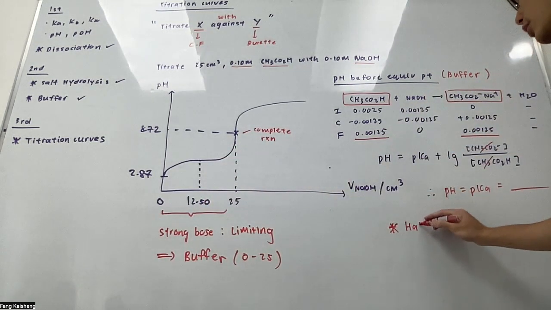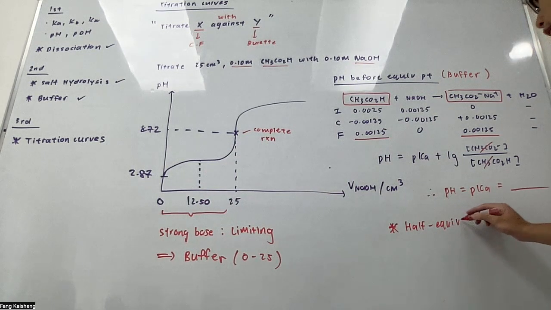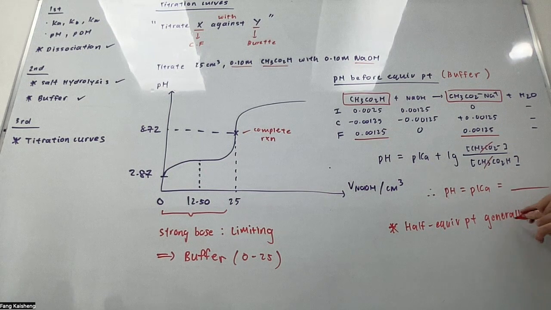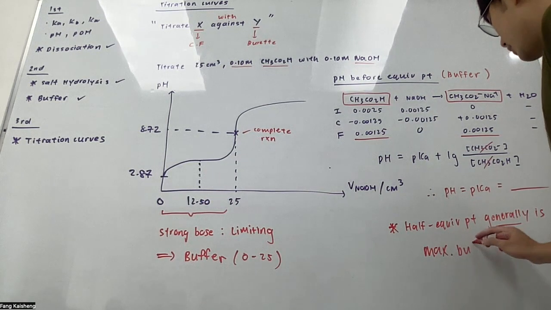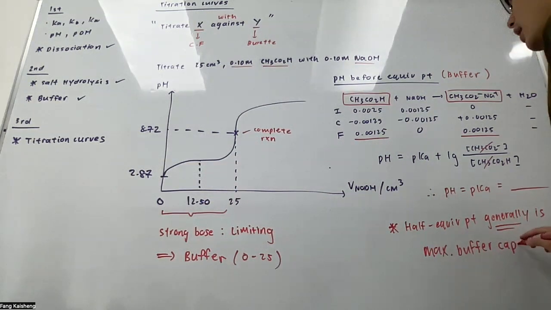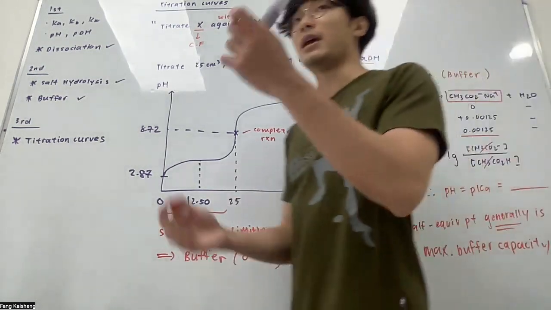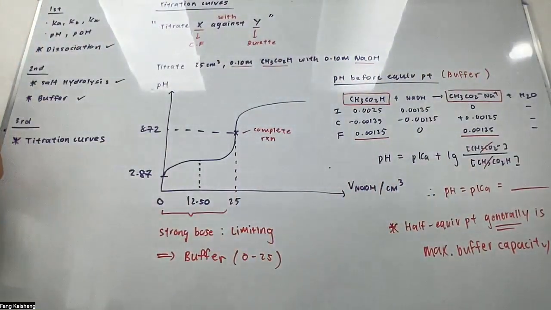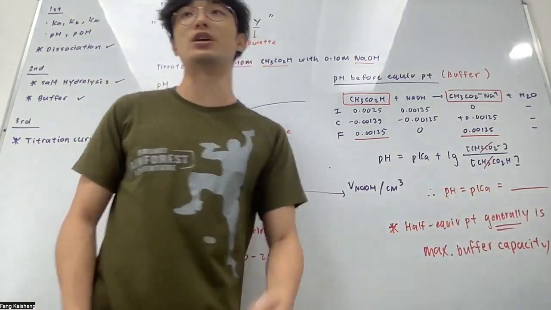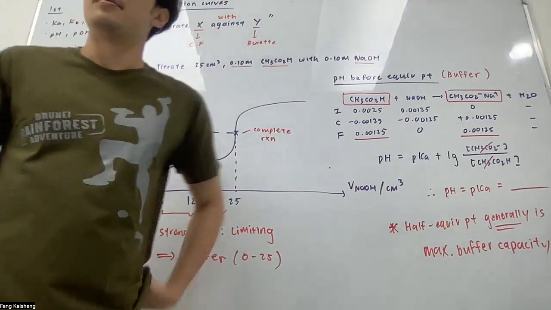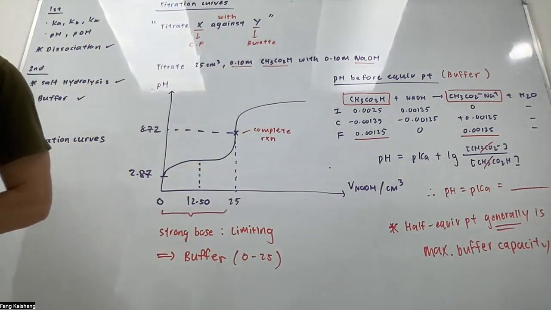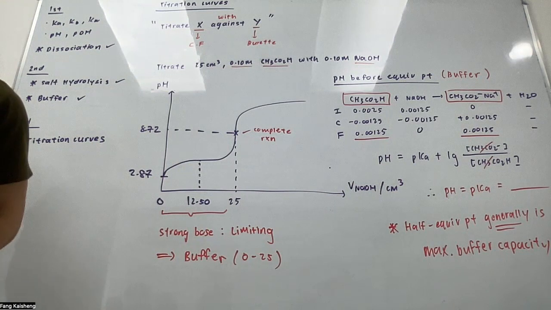So from now on, I need you to take note. The half equivalence point generally is the maximum buffer capacity. I say generally because later we'll look at one exception. Go write this down. So next time when you see this value right smack in the middle, half equivalence, you identify it immediately as maximum buffer. Meaning you can just pop out this equation and that's it. So what's the answer? Go and find your pKa. P stands for negative log.